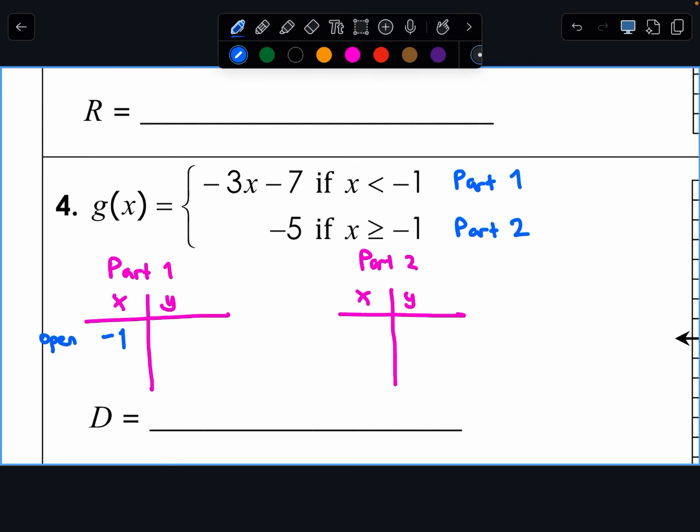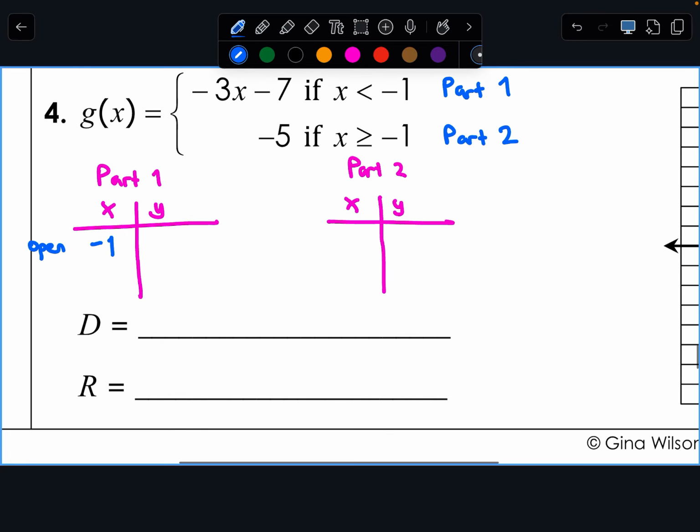Now, I need to come up with at least 2 other x values that we can use to graph part 1. I need to have it where x is less than -1. So can you give me any other numbers that are less than -1? -2 and -3. So it'll be -2 and -3. I just want to have some points here so I can figure out what's going on with this.